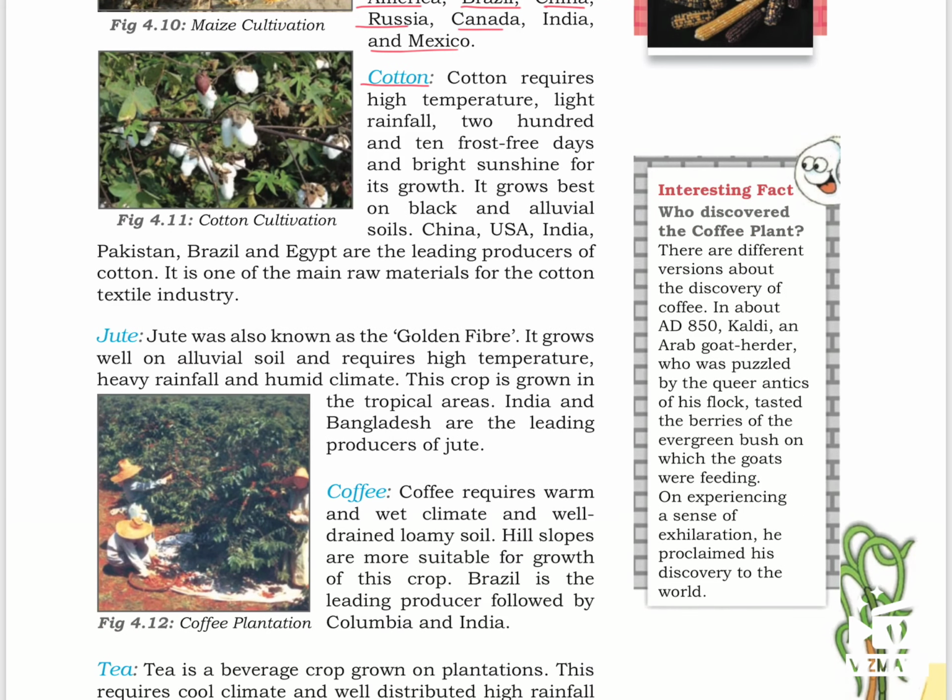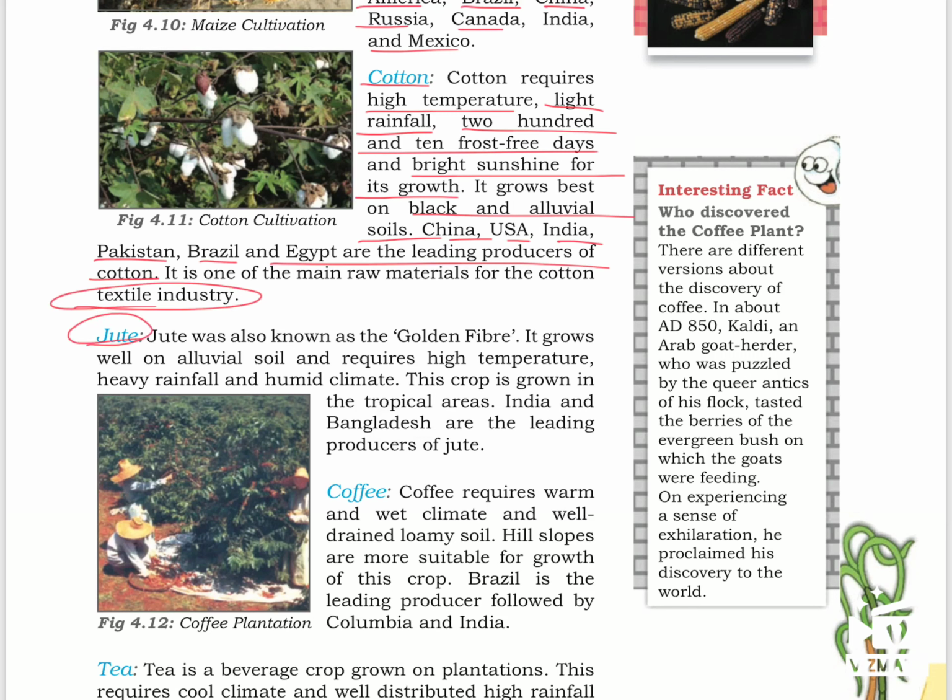Next we have cotton. Cotton requires high temperature, light rainfall, 220 frost-free days and bright sunshine for its growth. It grows best on black and alluvial soils. China, USA, India, Pakistan, Brazil and Egypt are the leading producers of cotton. It is one of the main raw materials for the cotton textile industry.